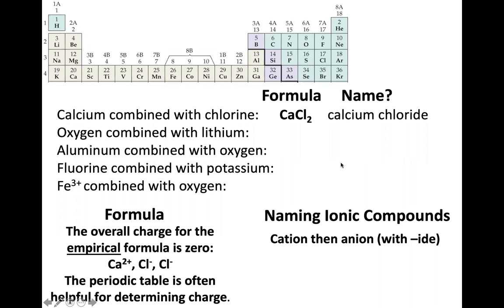What I'd like you to do is see if you can use the periodic table here. What would be the formula for when we make an ionic compound of oxygen with lithium, aluminum with oxygen, fluorine with potassium, or iron 3+ combined with oxygen? See if you can write what the formulas are. See if you can also begin to think about what their naming would be. Take a minute, take 2 minutes on that, and then we'll share some ideas.